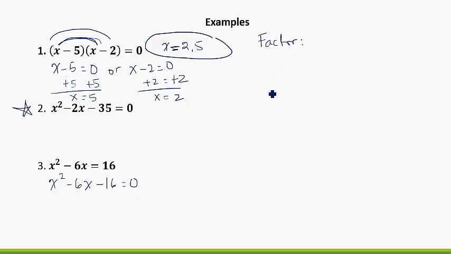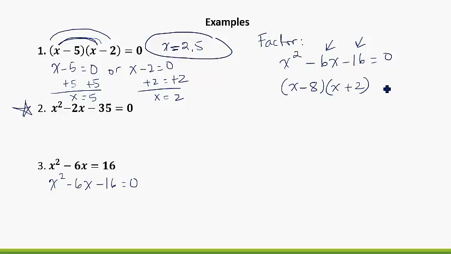I'm going to first factor. And when I factor, again, I'm looking for two numbers that when I multiply give me negative 16. When I add, they give me a negative 6, so the two numbers are going to be a negative 8 and a positive 2. And when I do this, the first step was to set it equal to 0. The second step was to factor it.